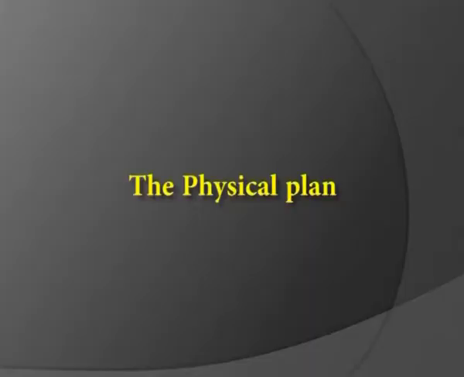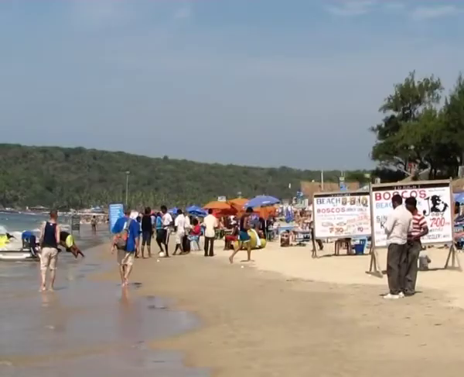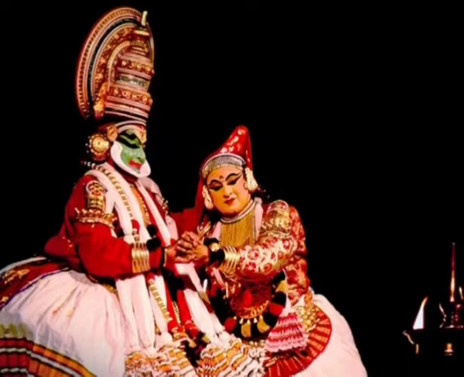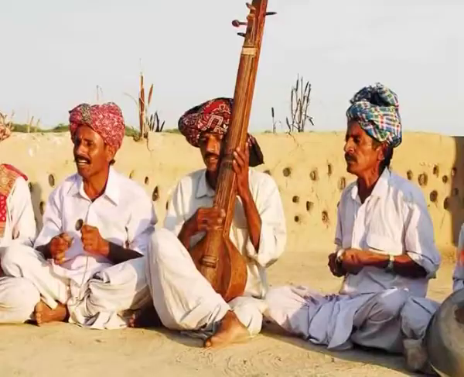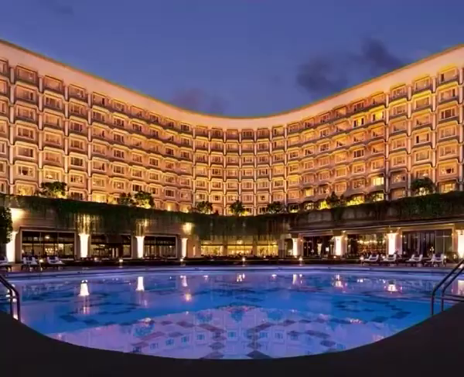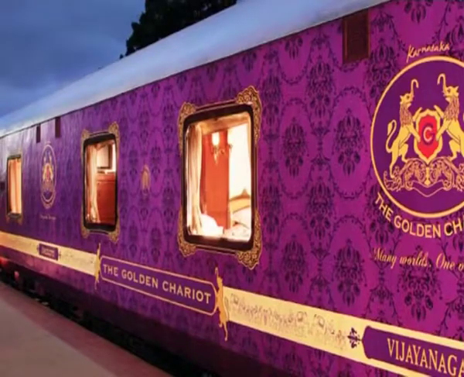The physical plant. The main attraction of the tourism product is produced around this plant, which is the core of the tourism product. It may be a natural physical plant such as a beach, a hill or a river, cultural themes such as a dance form, music, festival, or facilities such as a hotel, a theme park, a convention center or a luxury train.